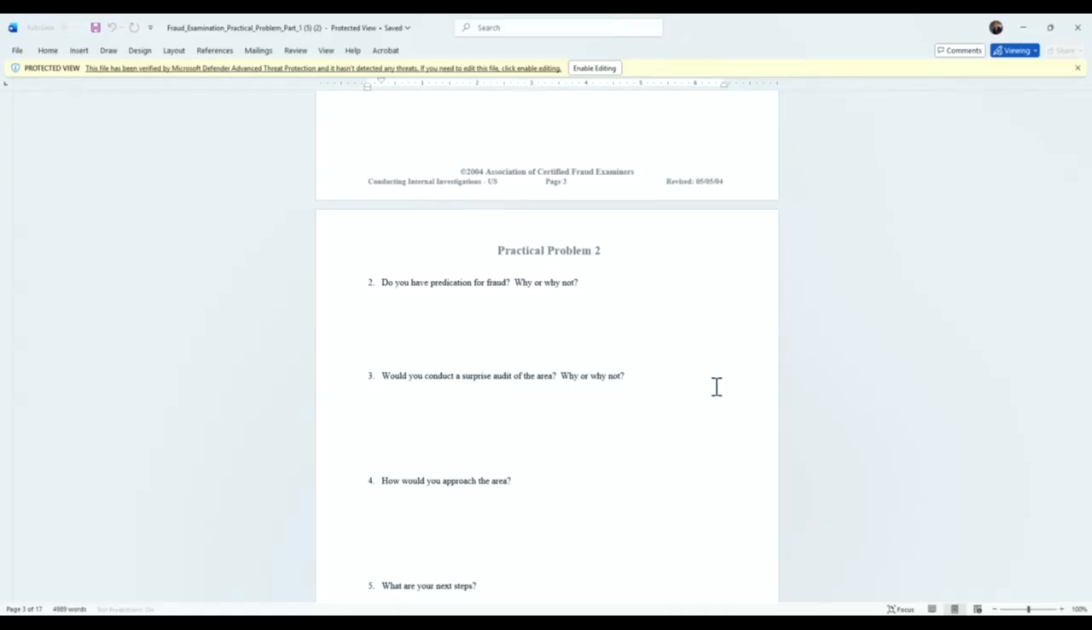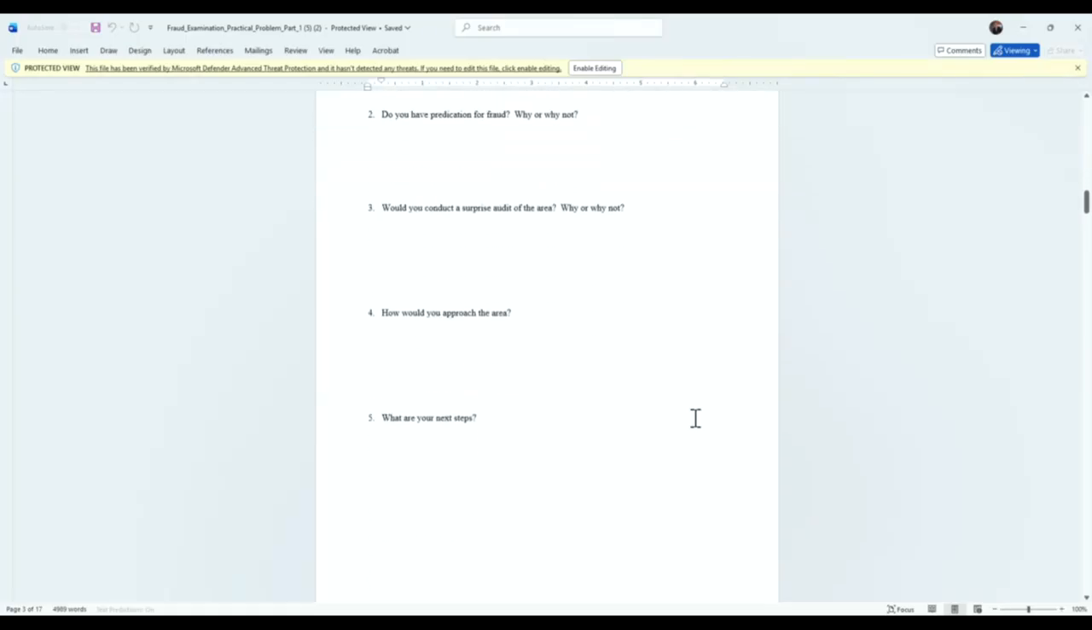Would you conduct a surprise audit of the area? The surprise audit is where you just show up and go, surprise, we're here, we're going to do the audit. You really want to tick people off, both bad people and good people, do that. Do it if, and I think question 2 kind of prompts it, since we don't have predication of fraud, it might not be wise to try a surprise audit. Do a surprise audit if you have some more basis to believe that fraud is occurring. How do you approach? I'll leave that up to you.